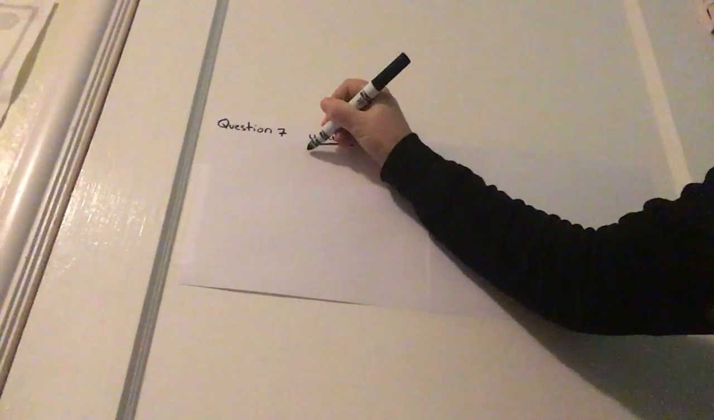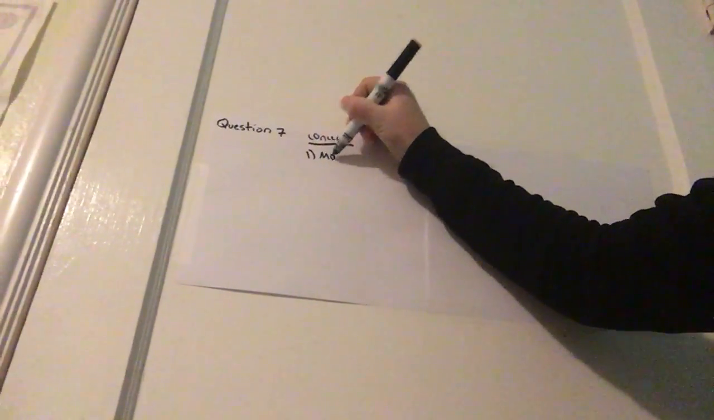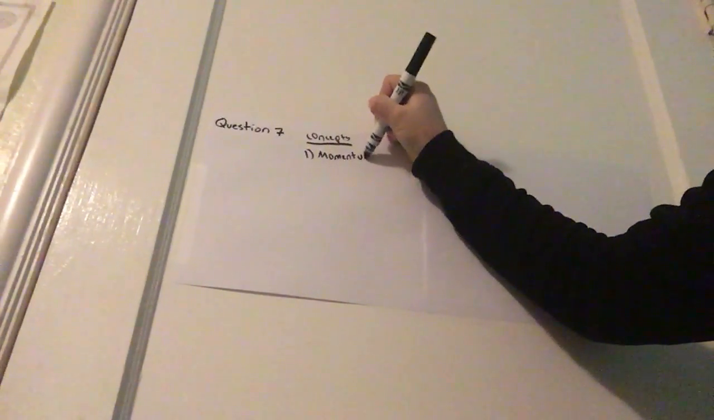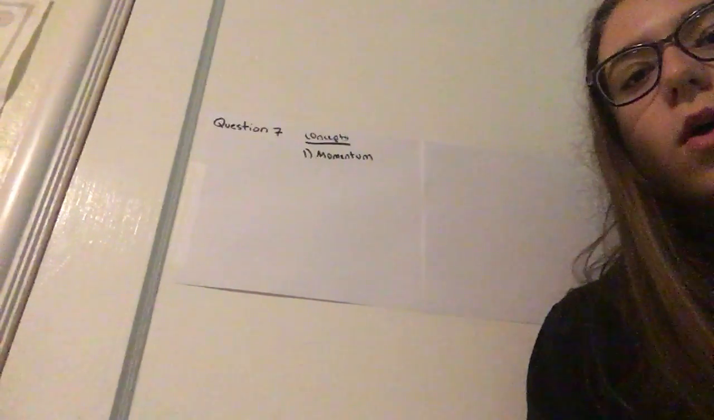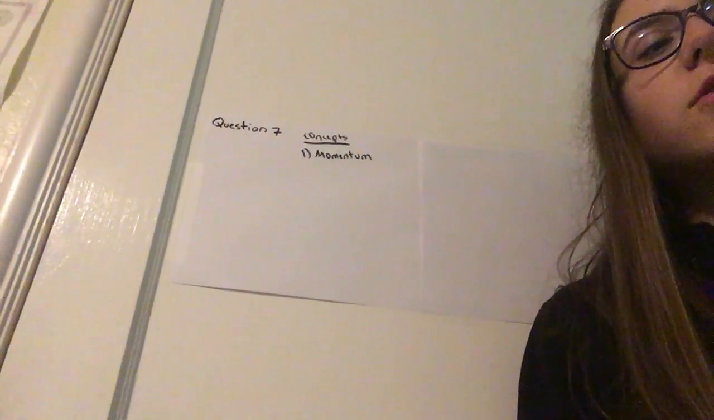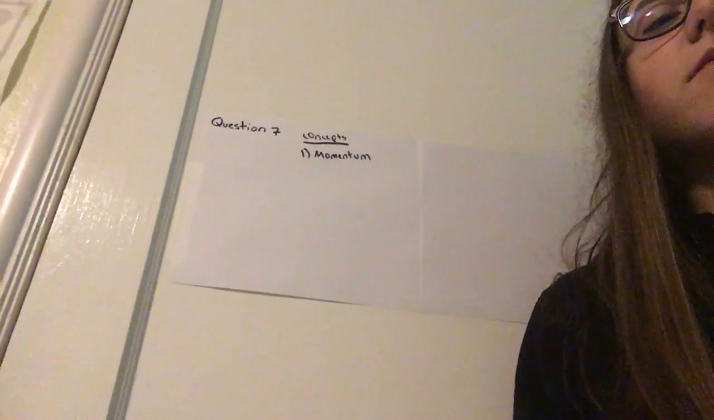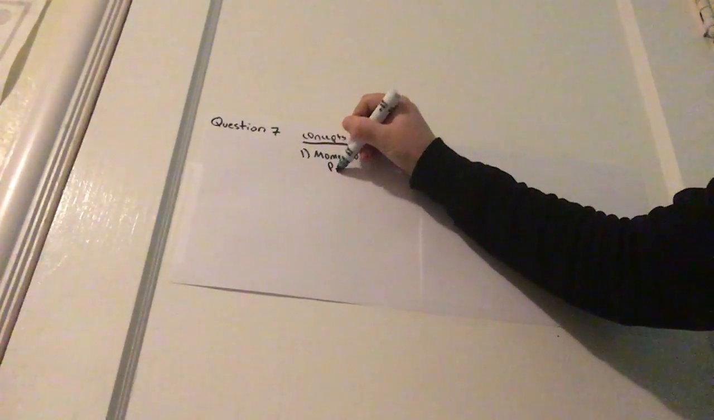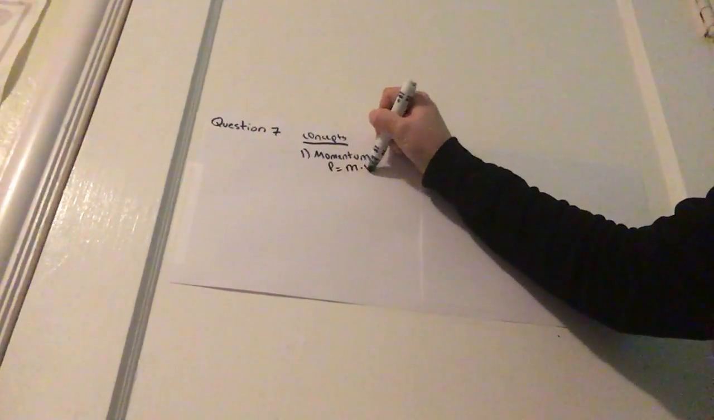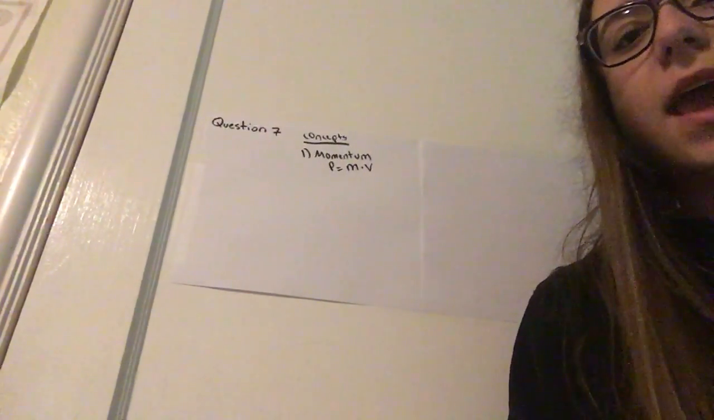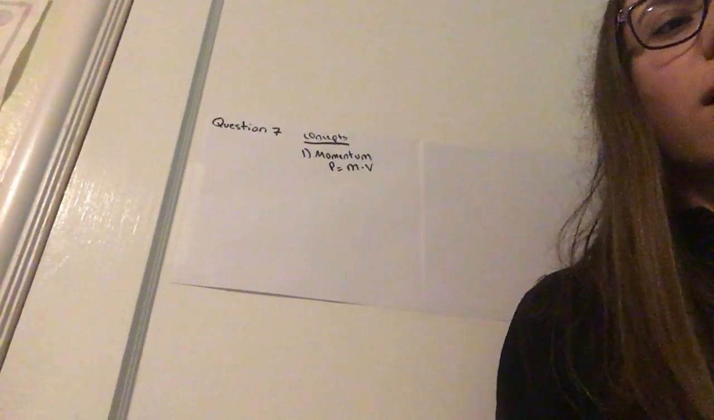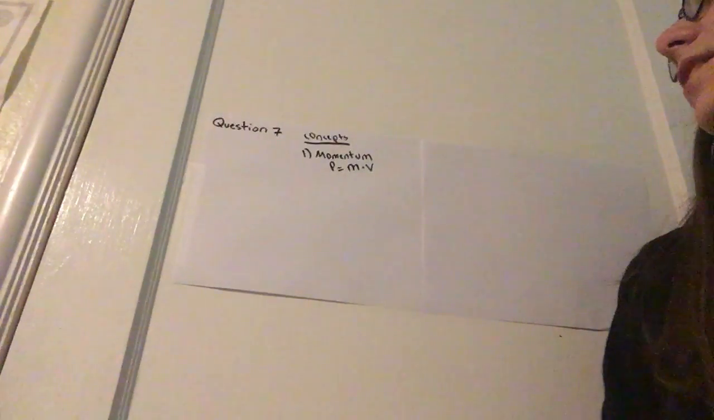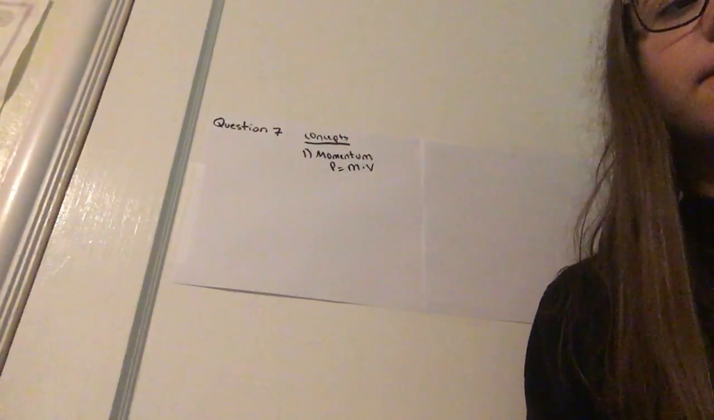Okay, so now I will be going over question 7. The first important concept in question 7 is momentum. The definition of momentum is the quantity of motion of a moving body. And we express momentum as p equals m times v, where m is the mass and v is the velocity. So that is the value that we express for momentum.